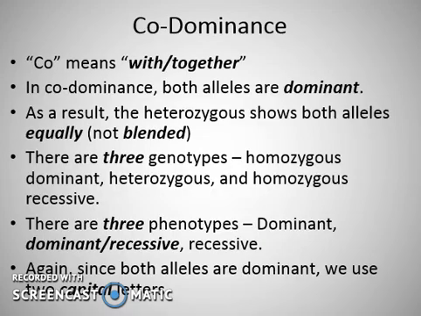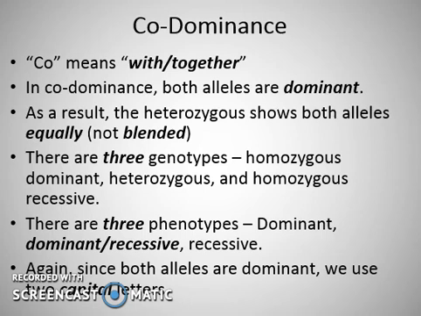Another type of inheritance pattern that's similar but works differently is called codominance. The prefix co means with or together. So in codominance, the two different alleles are both dominant in the sense that in a heterozygous individual, both alleles, whatever they're coding for, will show up equally. They don't blend together. They both show up. So again, three possible genotypes: homozygous dominant, heterozygous, or homozygous recessive. Now, dominant and recessive don't really mean the same thing here. You can have two of the one allele, two of the other allele, or a mix of both. So there are definitely three possible phenotypes, though.